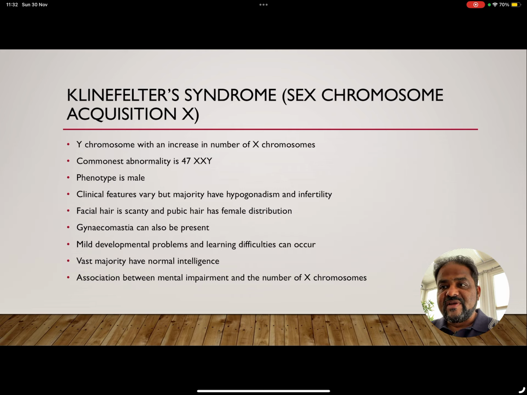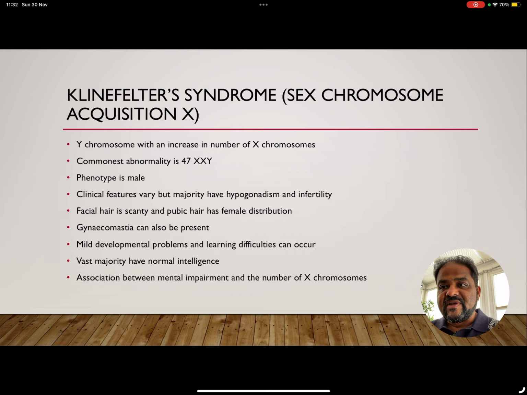Klinefelter syndrome. This is sex chromosome acquisition of X chromosome, Y chromosome with an increase in number of X chromosomes. The commonest abnormality is 47XXY, and because of the Y chromosome, the phenotype is male. Clinical features vary, but the majority have hypogonadism and infertility. Facial hair is scanty and pubic hair distribution is female. Gynecomastia can also be present. Mild developmental problems and learning disabilities can occur. The vast majority of these patients have normal intelligence.